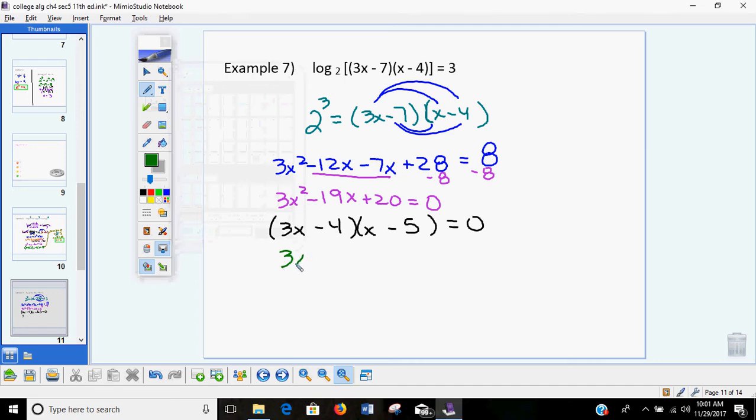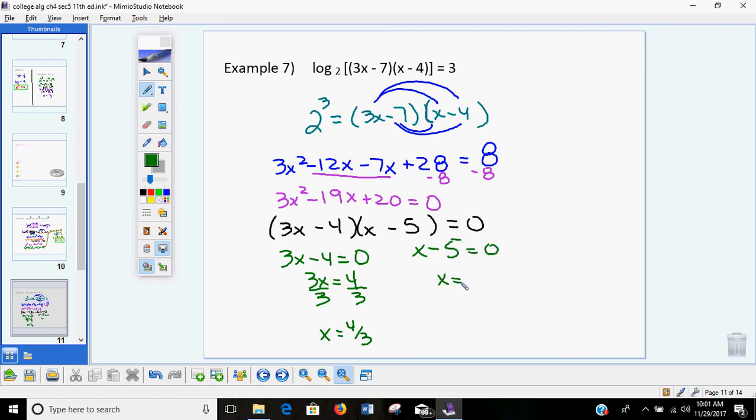So if I do 3x minus 4 equals 0, I get 3x equals 4 when I move the 4 over, and then I divide by 3. So one possible answer is x equals 4/3. Then I'm going to set the x minus 5 equal to 0. I end up with x equals 5. So that's another possible answer.